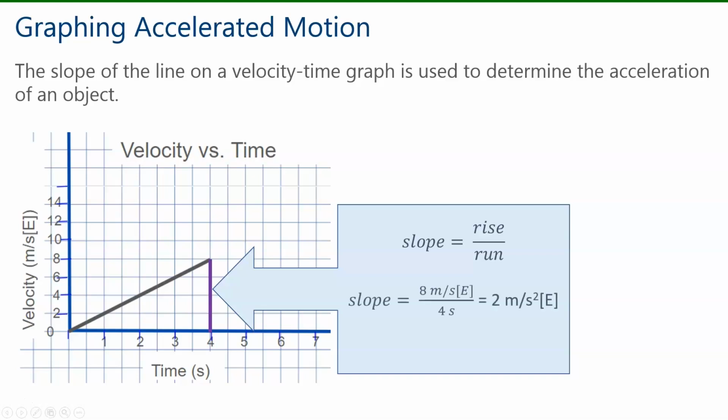So the amount we rose up was 8 meters per second east, and the amount we ran across was 4 seconds. 8 meters per second east divided by 4 seconds gives us 2 meters per second squared east. That is the acceleration. The acceleration is 2 meters per second squared east.